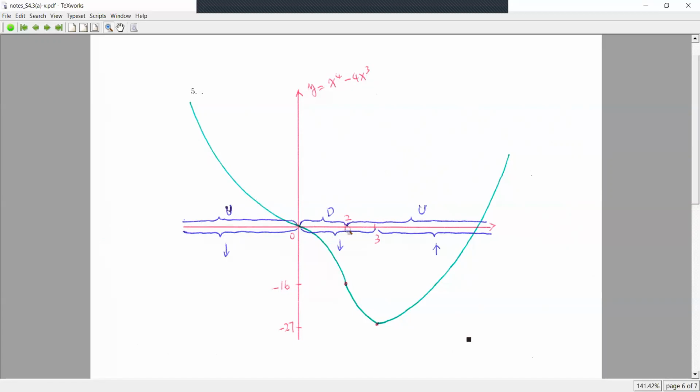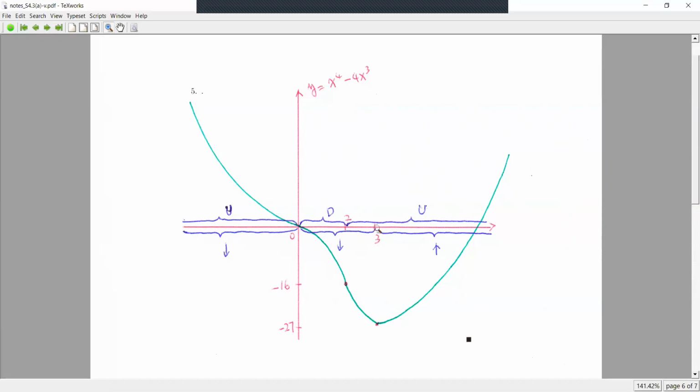When x is 2, plug in 2 in x, then I get the function value is negative 16. So this point is on the graph. Over this interval, the curve is concave down, decreasing. So the graph looks like this and stops at this point.